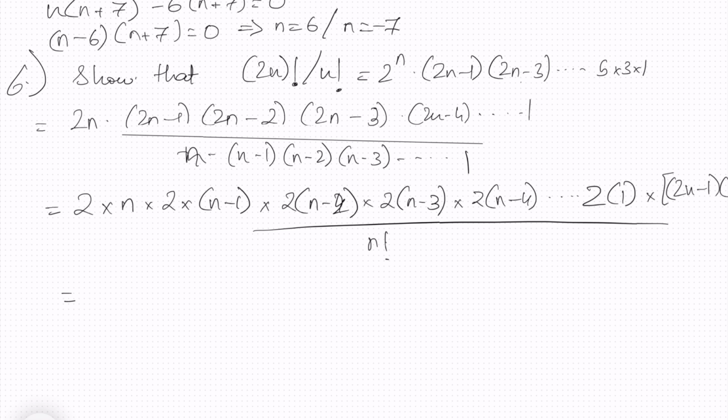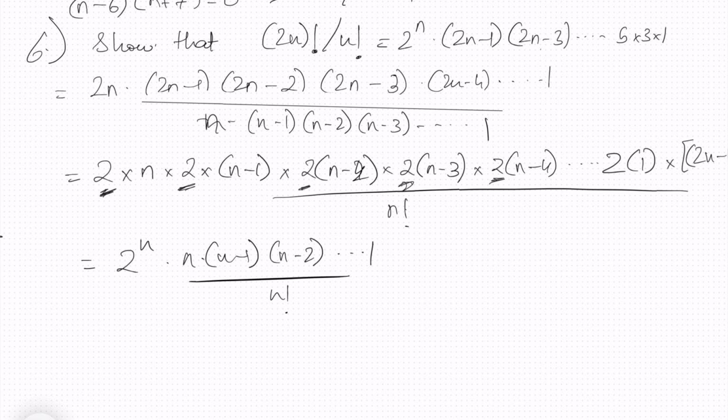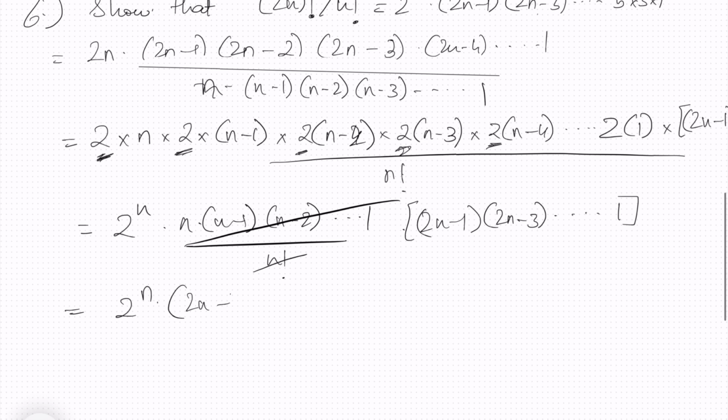And so these are all the even terms, right? 2n, 2n minus 2. There are n of these even terms, which means that this 2 will appear n times. So 2 multiplied n times, this is 2 power n into n, n minus 1, n minus 2, up till 1, which is just n factorial. So these terms cancel, into 2n minus 1, 2n minus 3, 5, 3, 1. And this is what we get. This is the RHS of the equation.